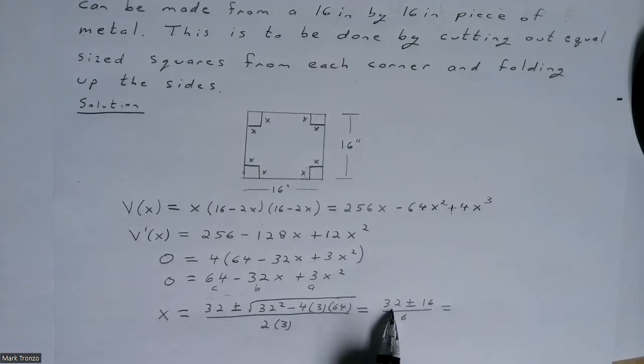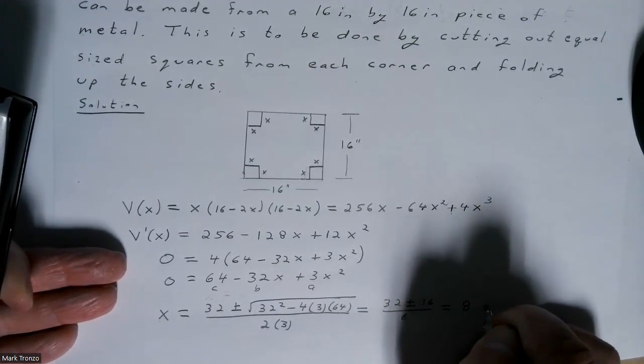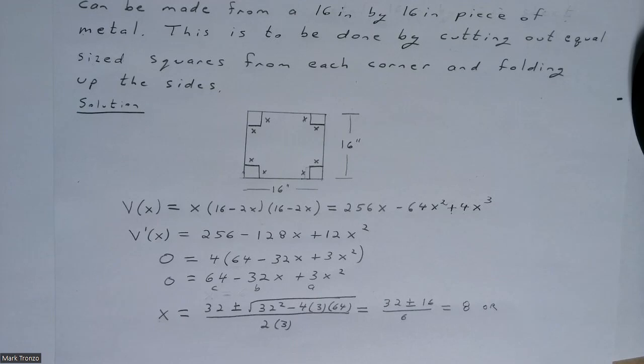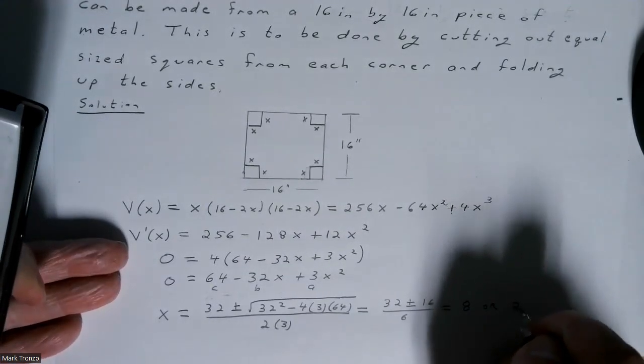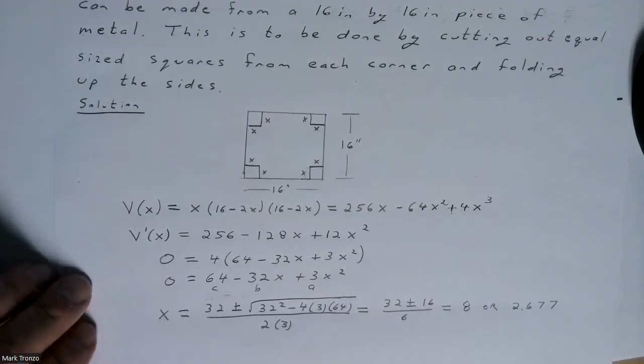So I got 32 plus or minus 16 over 6. So it's going to give us, if we add the numerator, 48 divided by 6, which is 8. Or, let's see, if we subtract those, that'll be 16 divided by 6, which is 2.67. Now let's think of this for a minute.